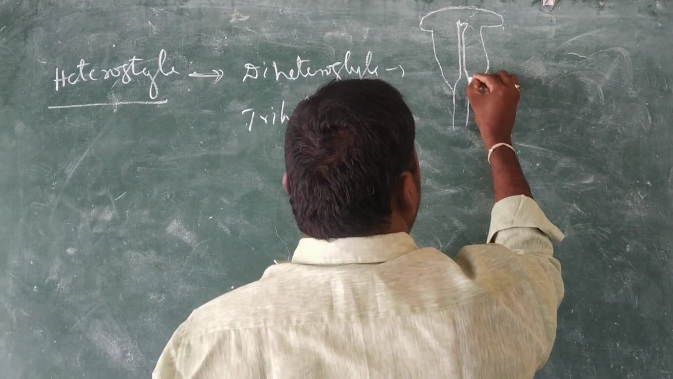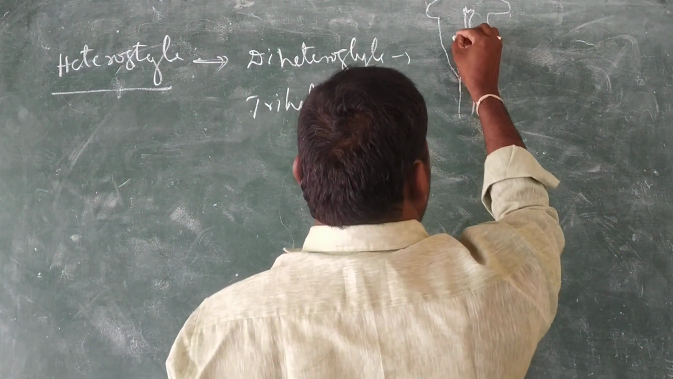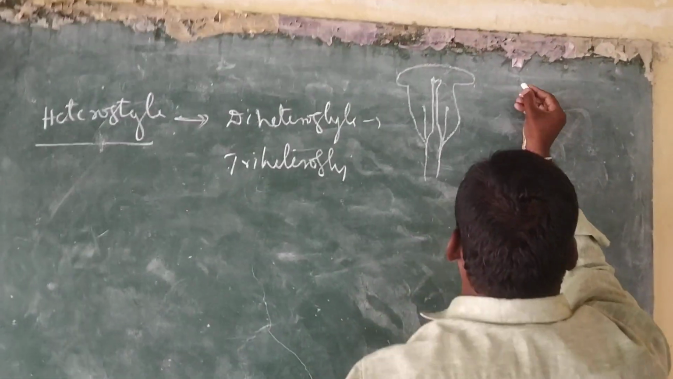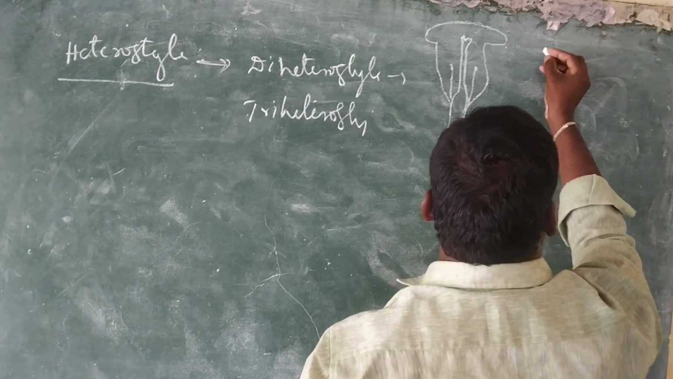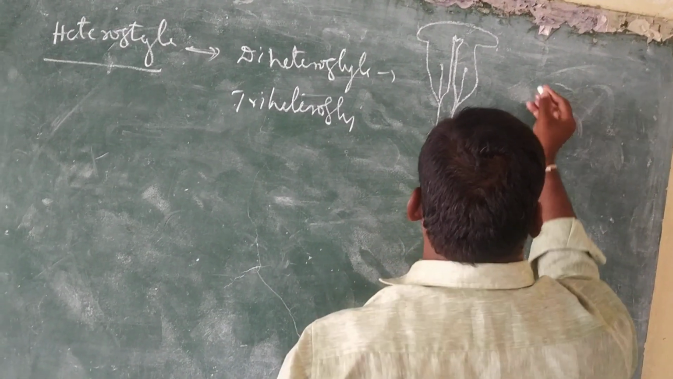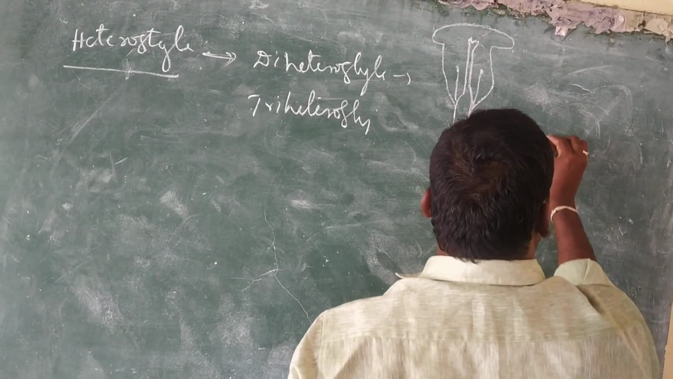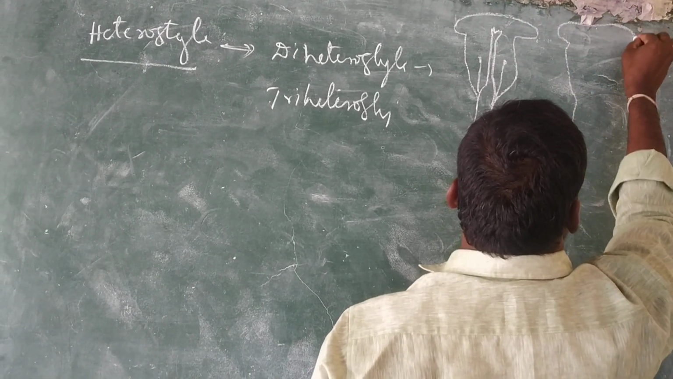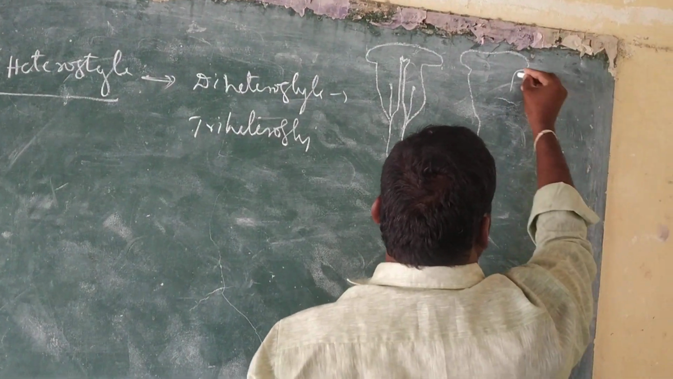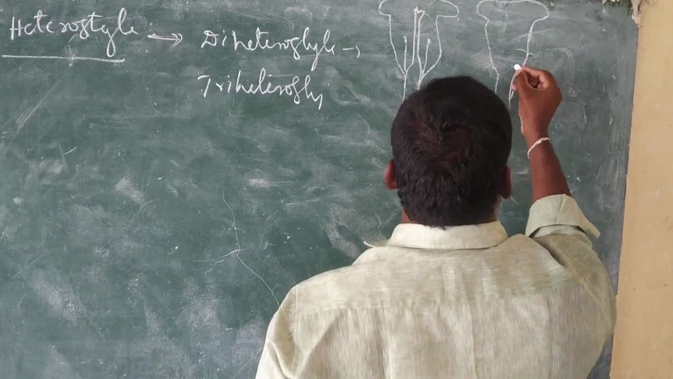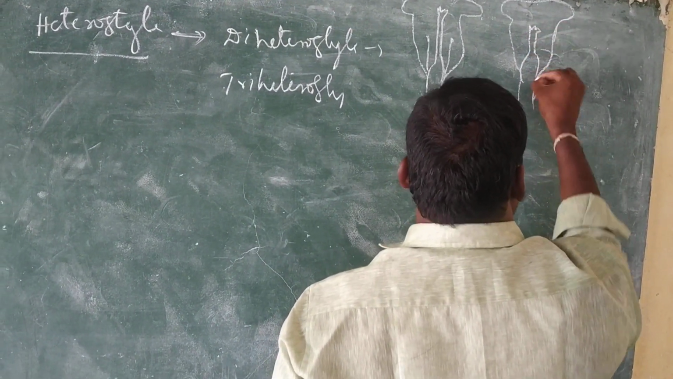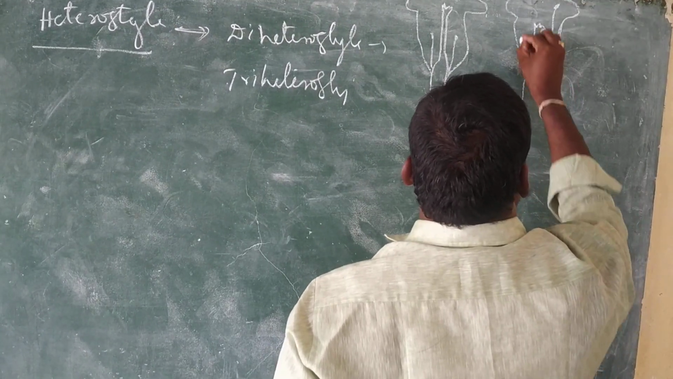This is the stigma and these are the stamens. See, the stigma is higher than the stamens. And if you take another flower of the same plant, this is a short stigma and long stamens.